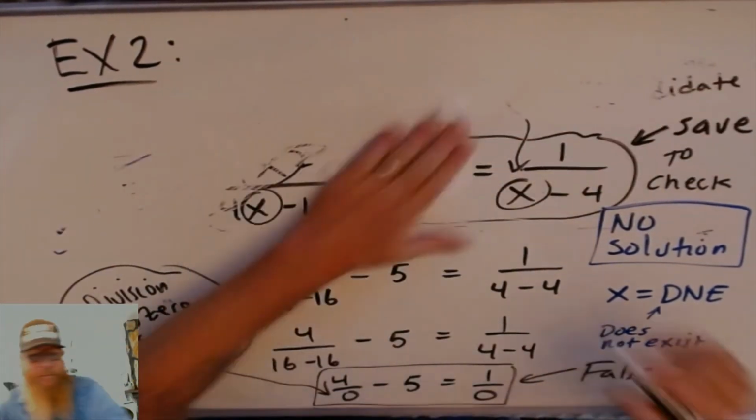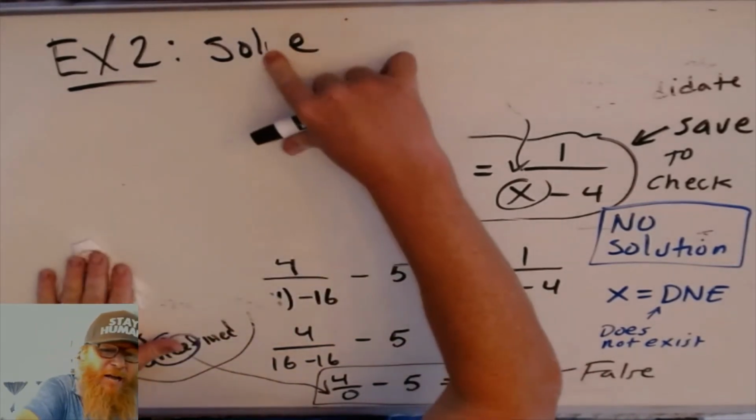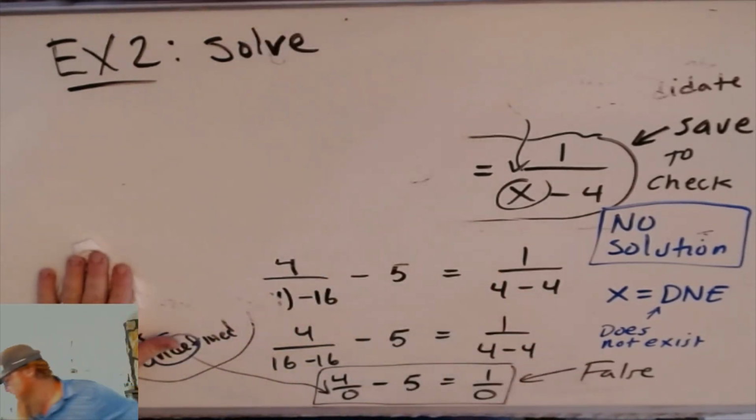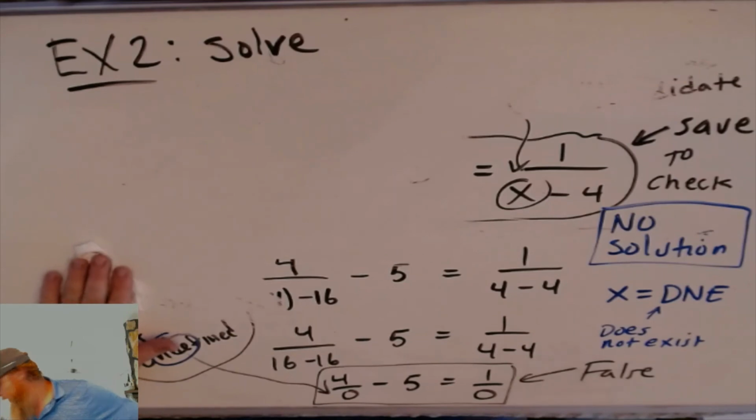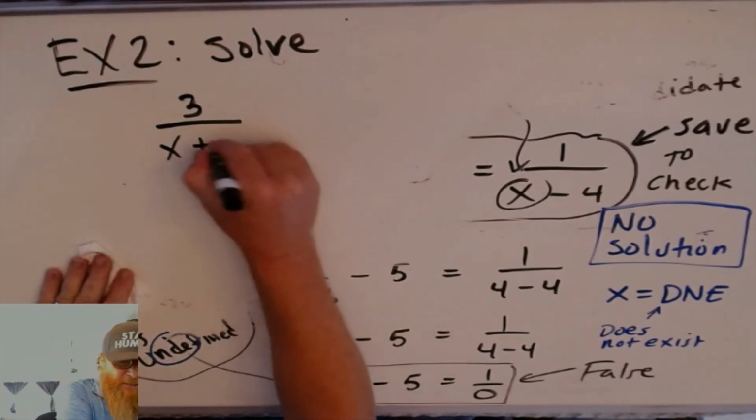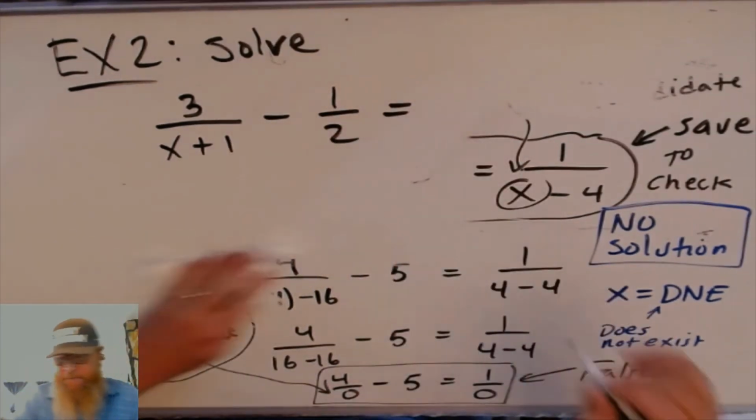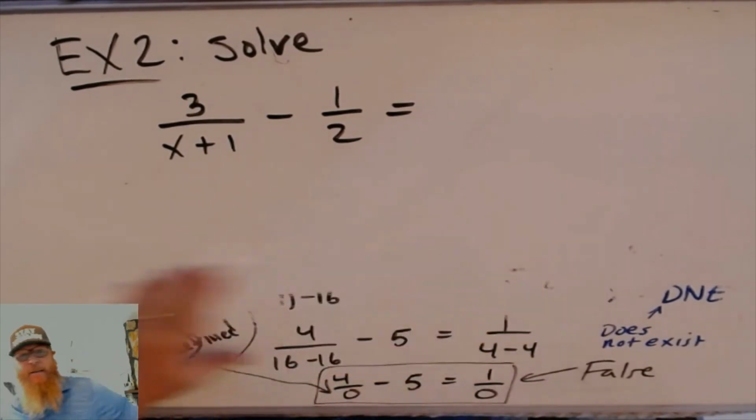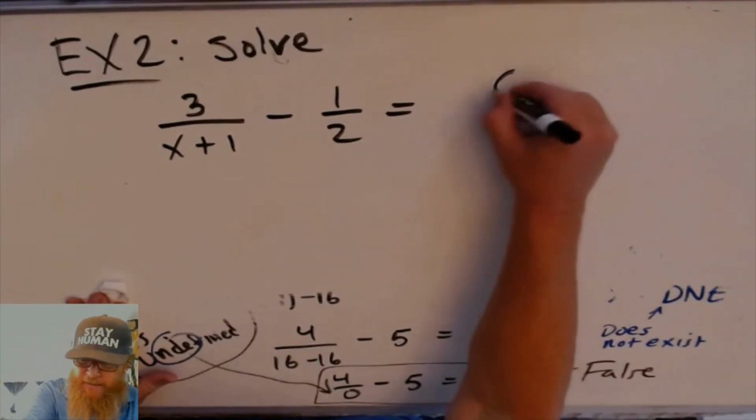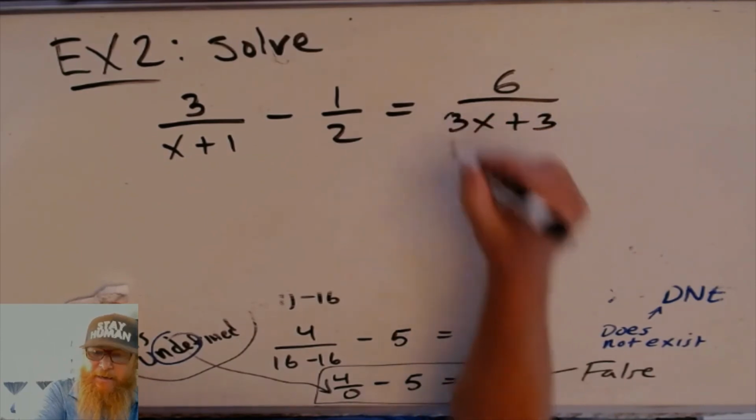Let's try another one. In general, I could just say solve. I don't have to say solve for x. 3 over x plus 1 minus 1/2 is equal to 6 over 3x plus 3.